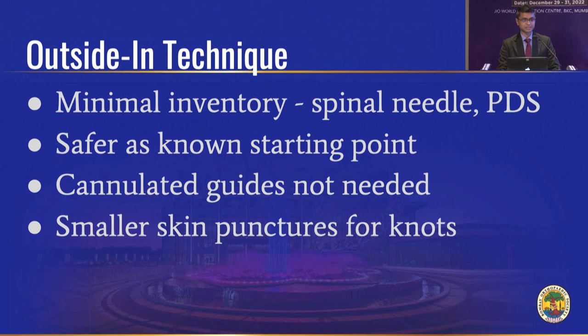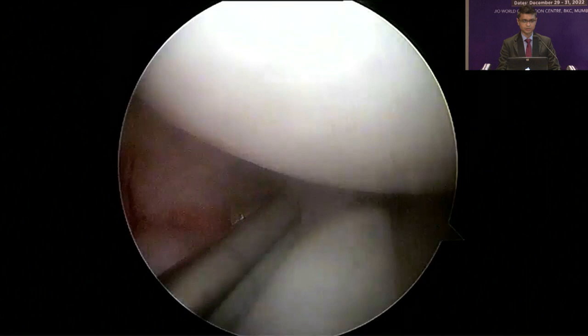Cannulated guides are not needed. This can reduce the risk of injury to the cartilage. And smaller skin punctures are needed to pass the knot onto the capsule. Again, a video of the same, where you can see that almost red zone tear.